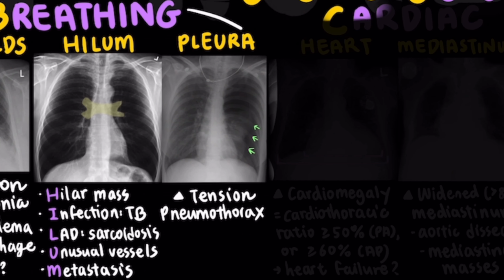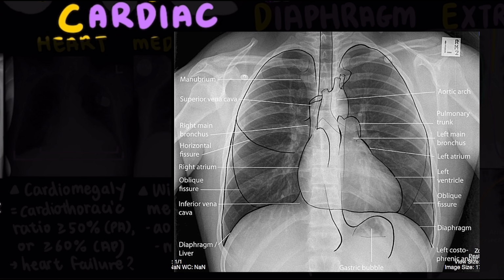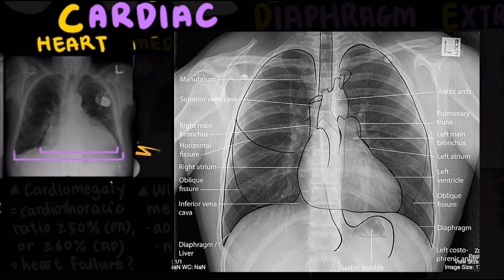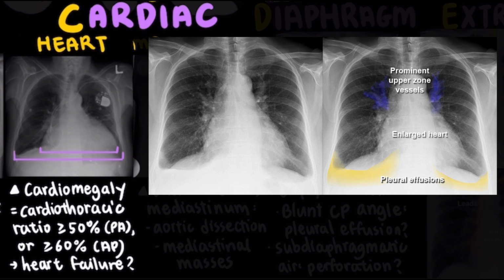Now let's move on to C, which stands for cardiac and mediastinum. Start by looking at the cardiac silhouette. On a PA chest X-ray, we assess the heart size using the cardiothoracic ratio. This is the width of the heart divided by the width of the chest. A ratio greater than 0.5 on a PA view, or a ratio greater than 0.6 on an AP view, suggests cardiomegaly, or an enlarged heart, which may occur in heart failure.